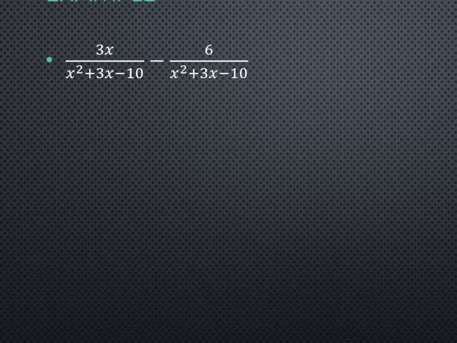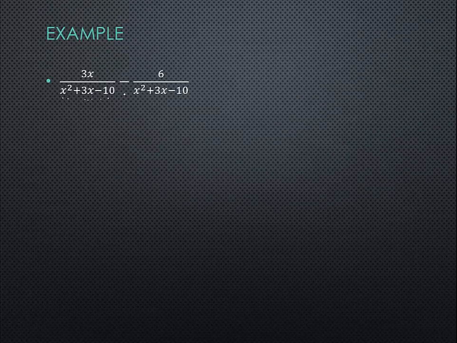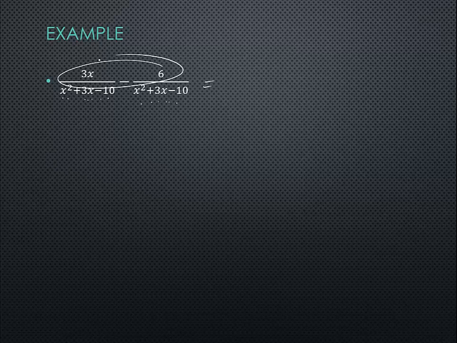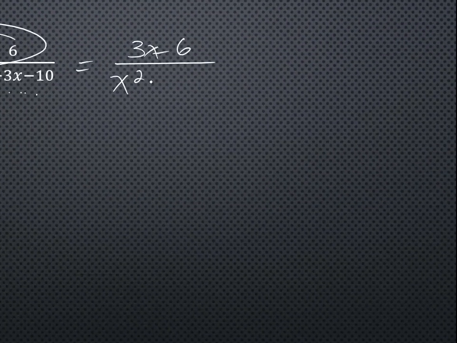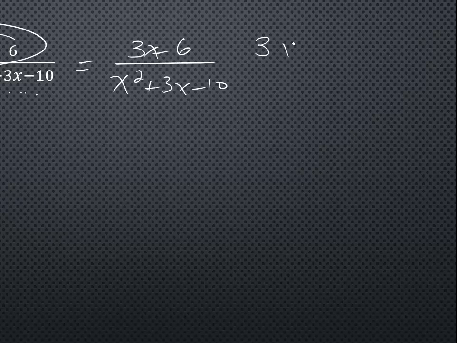Next example. We need to make sure that the denominators are equal to each other. And are they? X squared plus 3x minus 10. X squared plus 3x minus 10. Yes, they are. So all we need to do is add across the numerator. So 3x minus 6 over x squared plus 3x minus 10. But wait, there's more. We need to see if this factors, which it does. So let's go ahead and do that. 3x minus 6, that breaks up to 3 times x minus 2.